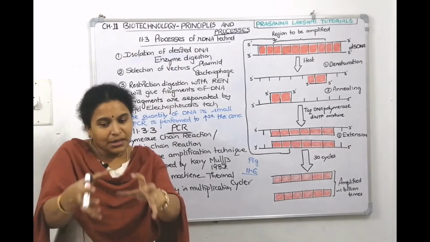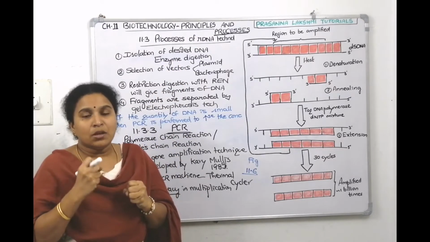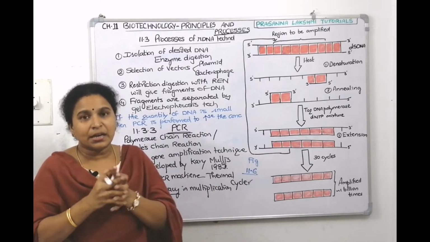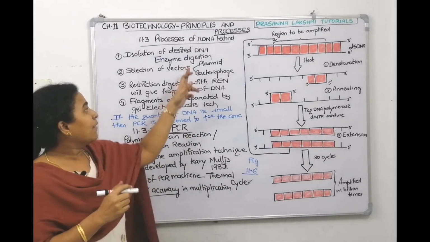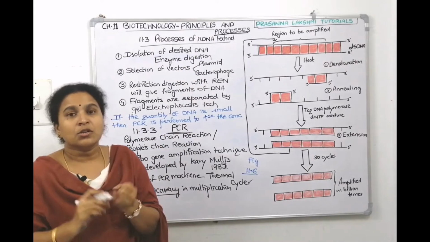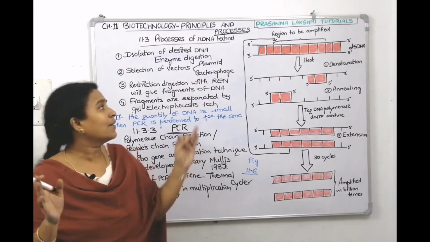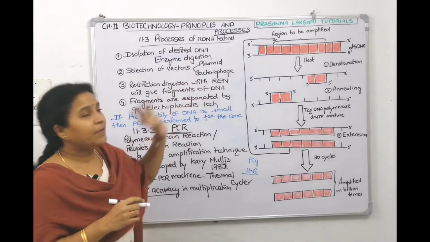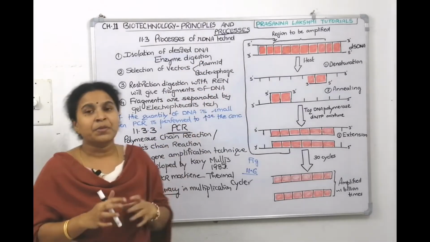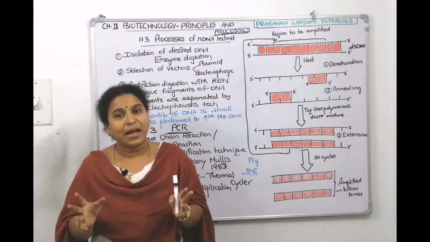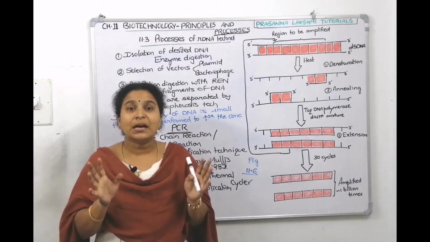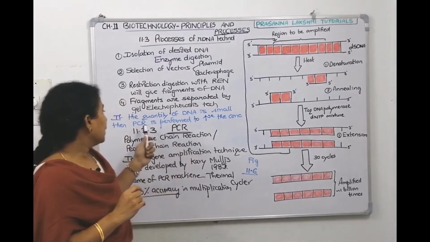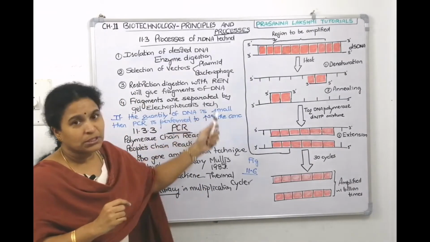How will you take the DNA out from a cell? Use enzymes to remove all unwanted components, take the DNA in a purified form. After that, selection of vector. So, from the range of vectors you have, select your vector. After that, digest the desired DNA and the vector DNA with restriction enzyme. When you digest the DNA, you get fragments. Those fragments are separated based on their size by a technique called gel electrophoresis.